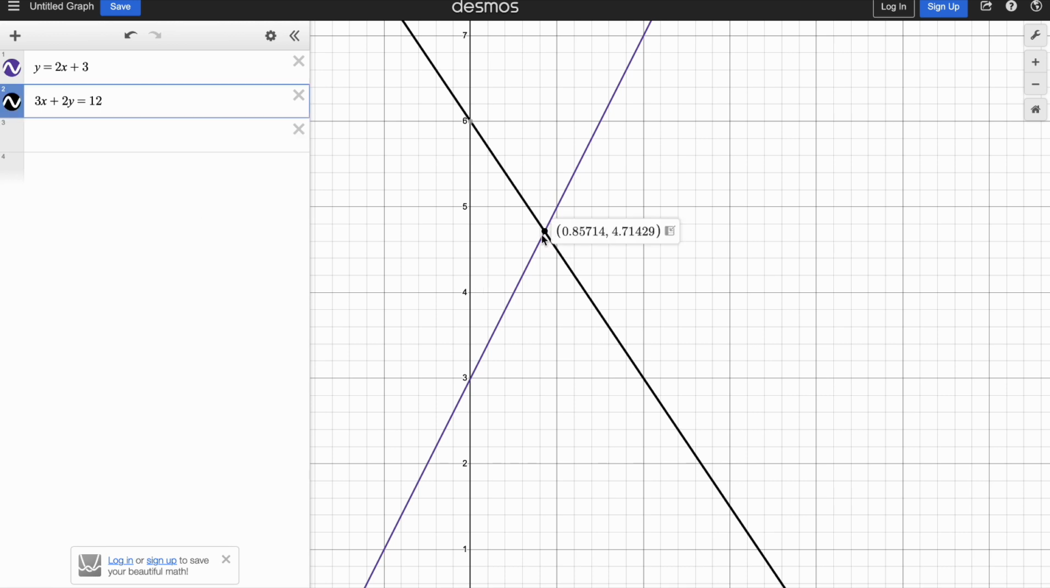Okay, the solution for that one would be 0.85 and 4.7. So the x value would be 0.8 and the y value would be 4.7.